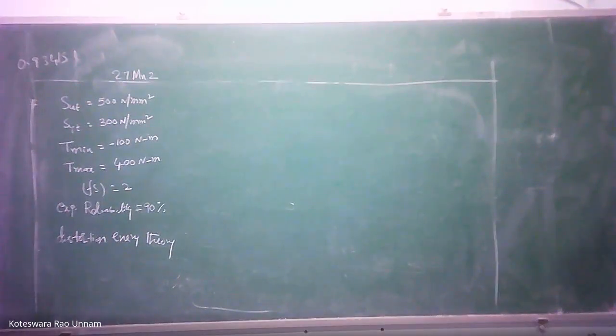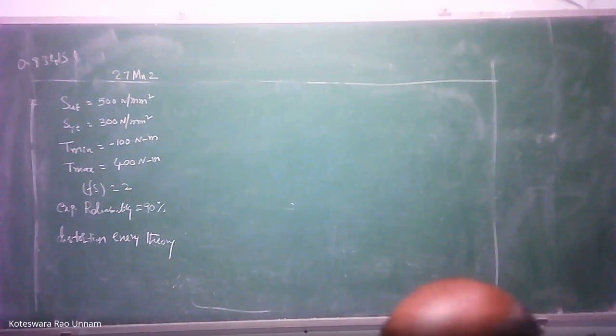Okay, so that is the problem. I will read again. A transmission shaft of cold drawn steel 27 mm2 (SUT equal to 500 Newton per mm square and SYT equal to 300 Newton per mm square) is subjected to a fluctuating torque which varies from minus 100 Newton meter to plus 400 Newton meter.